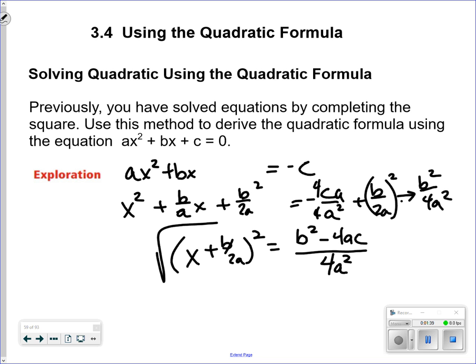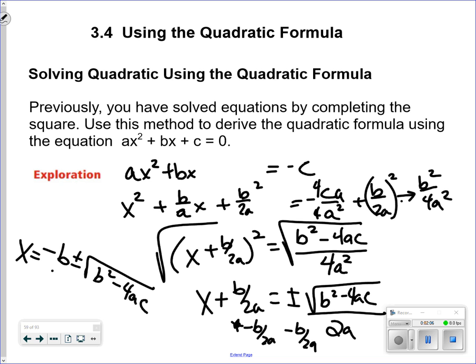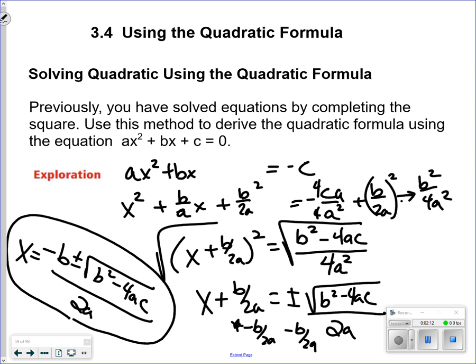All right, take the square root of both sides. Remember, when you take the square root of both sides, you always get a plus or minus. Square root of the top makes b squared minus 4ac. Square root of the bottom is 2a. And so if I subtract b over 2a and write it as one fraction, I get negative b plus and minus the square root, b squared minus 4ac, all over 2a, which happens to be the quadratic formula. So solving this by completing the square gives the quadratic formula.